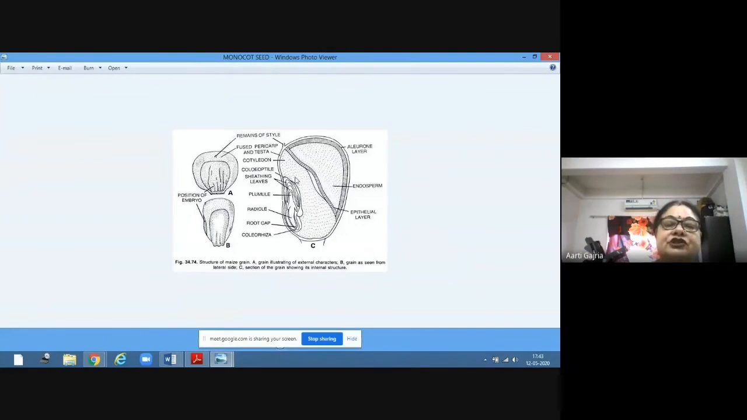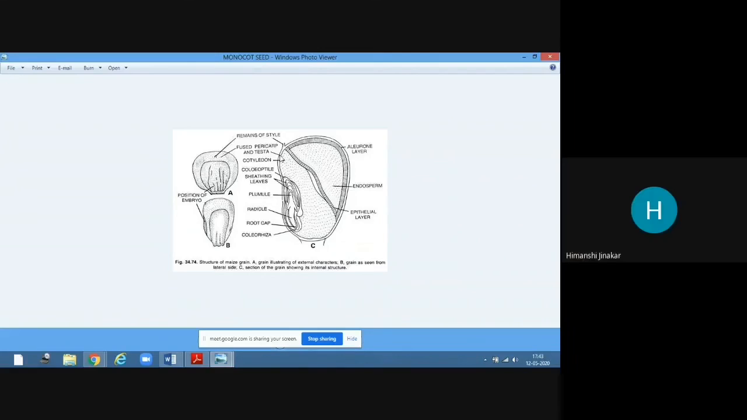This is the cotyledon. And here it is the testa and pericarp. Pericarp is the outermost layer. This we will study. So testa is the covering, and this is fused pericarp and testa.